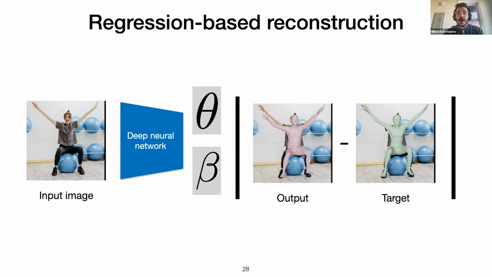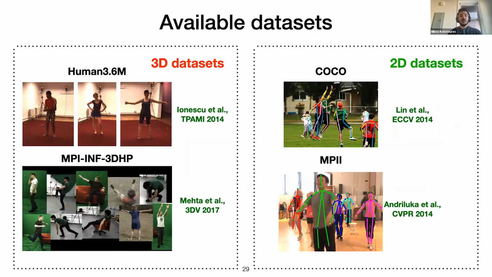What kind of data do we have? On the left, we can see some datasets with 3D annotations. These are typically captured in studio environments and use special equipment or multiple cameras. You can imagine that if we just use those for training, our model will not generalize in challenging new scenes.